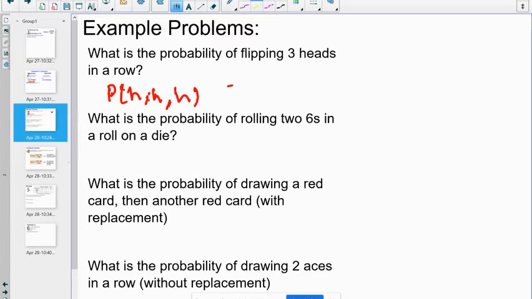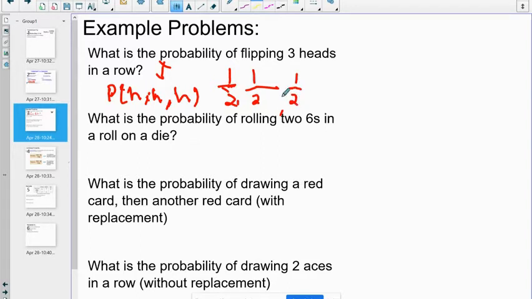So the probability of the first head is 1/2. The probability of the second head is again 1/2 because it is independent. So that probability is the same. It doesn't affect the probability of another. And then the third head is also 1/2.